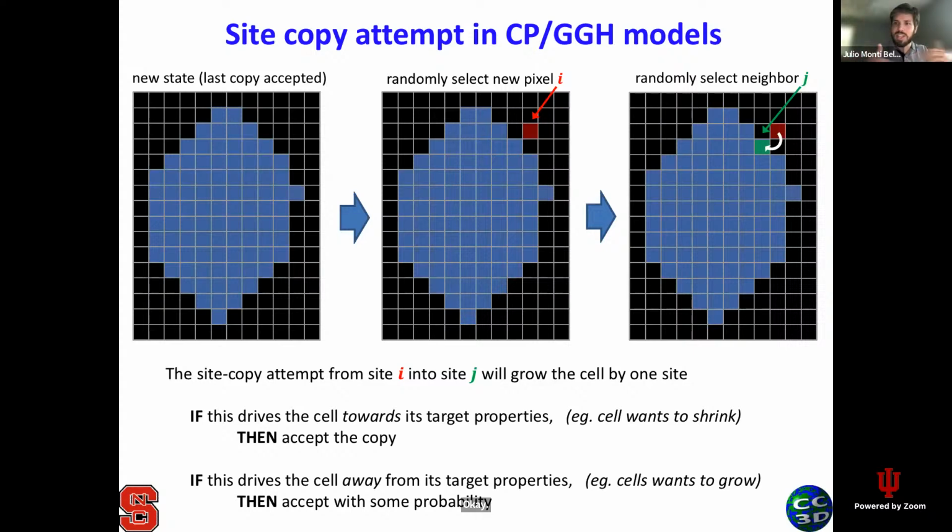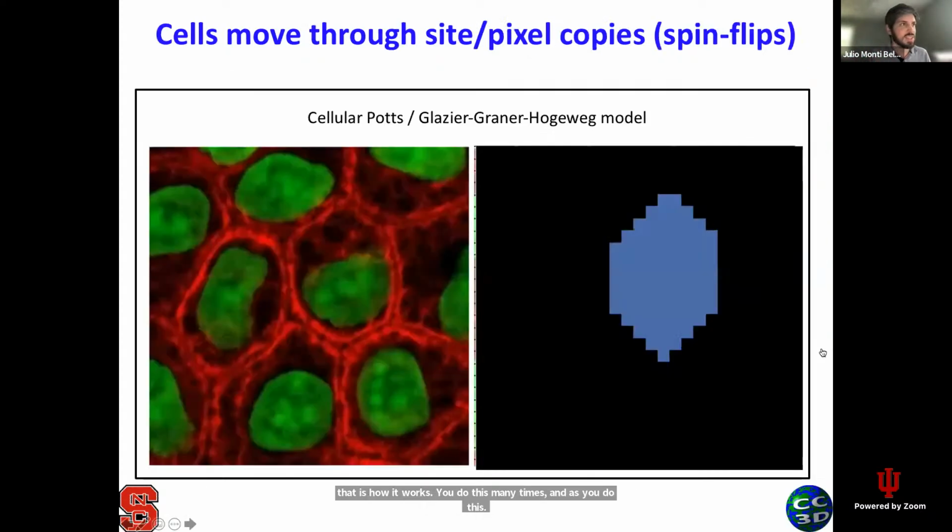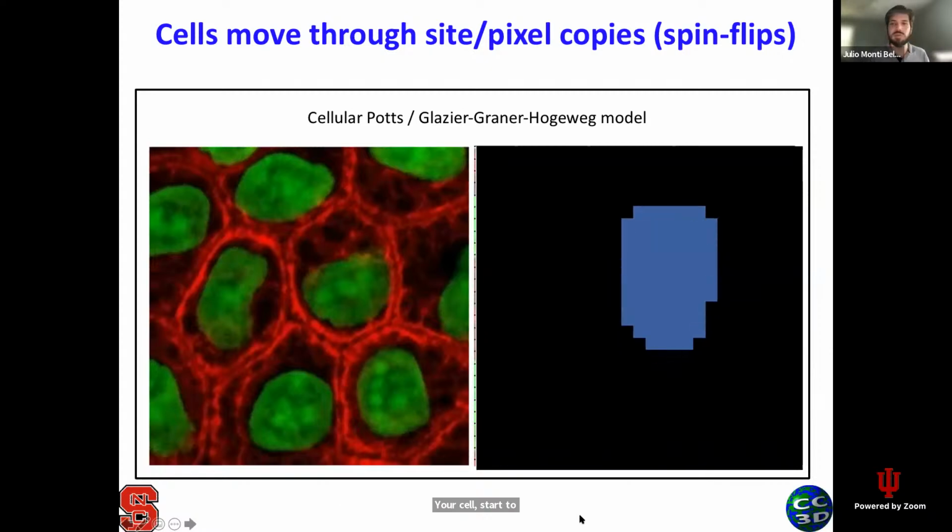Okay, so that is how it works. You do this many, many times, and as you do this, your cell starts to behave, and that's exactly what you have seen in this movie, is many of those lattice site copy attempts. You're not seeing all of them, you're seeing every like 1,000 of them, and you see that the cell slowly changes shape, but what's happening is a series of these lattice site copy attempts. Does it make sense? I hope it does.